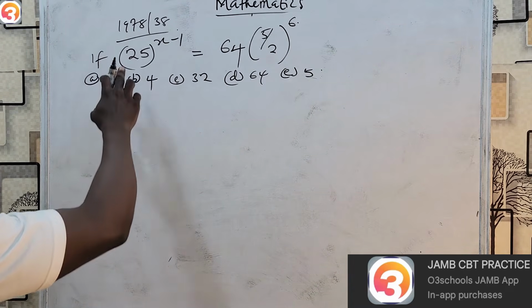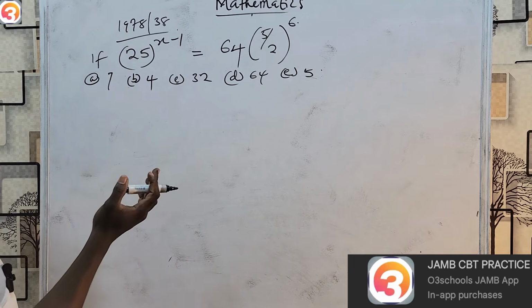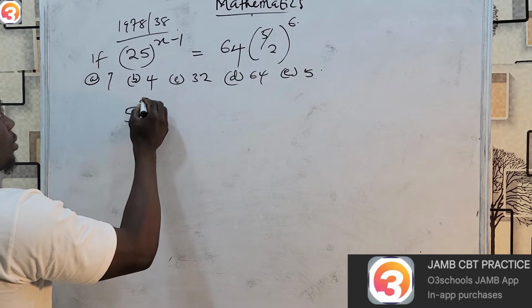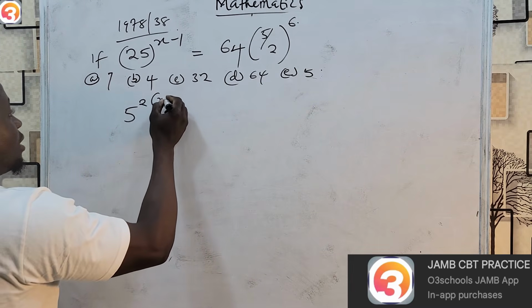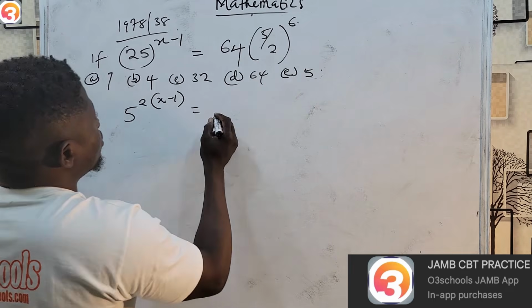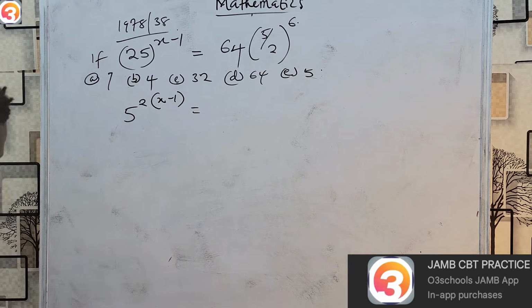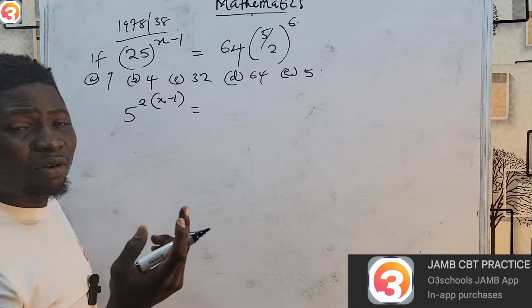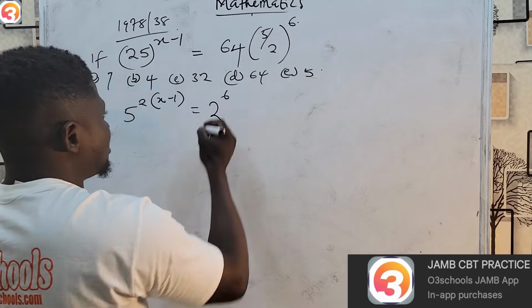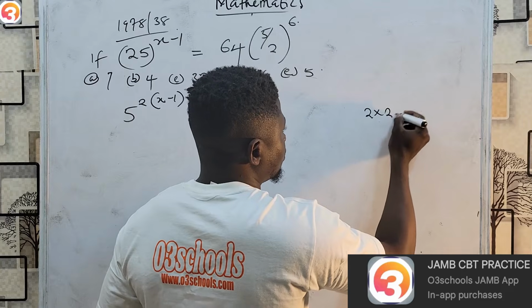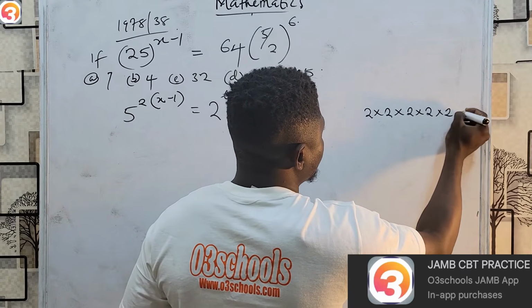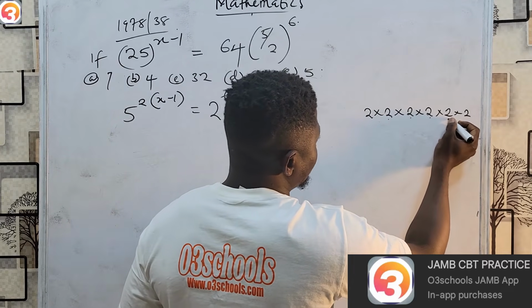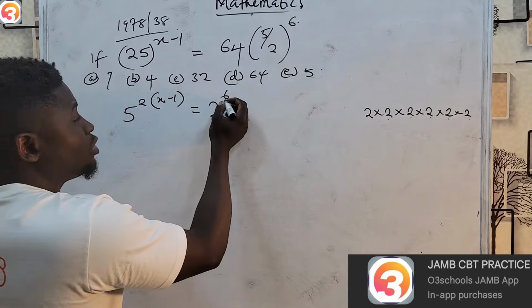All right, so we already know we can express 25 in powers of 5, isn't it? So 25 is 5 raised to the power 2. Then this power is already here, x minus 1. Then it's equal to 64. We can express 64 in powers of 2. So 2 raised to the power 6 is 64. Look at it: 2 times 2, 4. 4 times 2, 8. 8 times 2, 16. 16 times 2, 32. 32 times 2, 64. So 2 raised to the power 6.